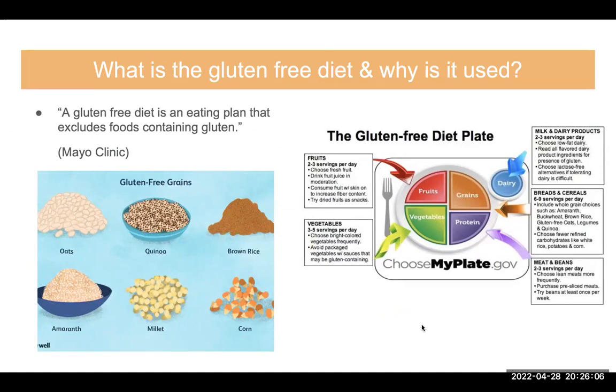On the slide here, I have 6 alternatives to the gluten grains. And then I also have a MyPlate diagram here. For the grains, it has adjusted the recommendations to include whole grain choices that are also pictured here on the left, and then advising to choose fewer refined grains like white rice, potatoes, and corn.